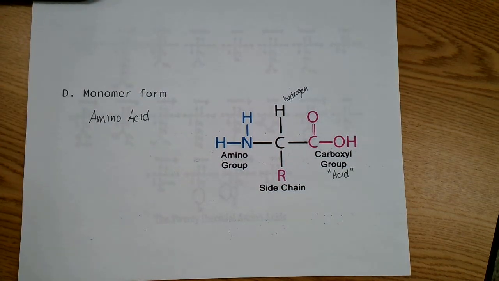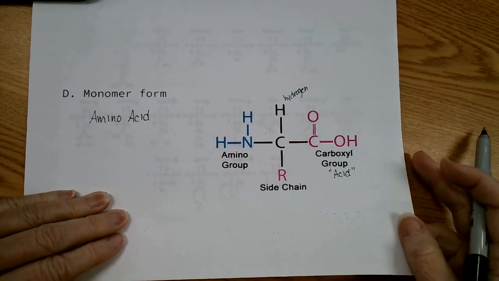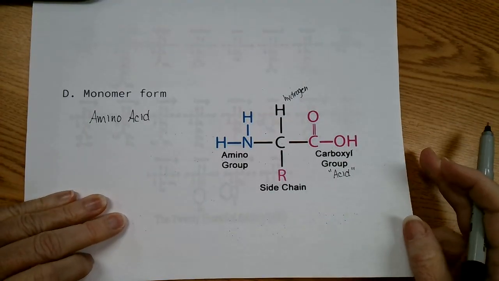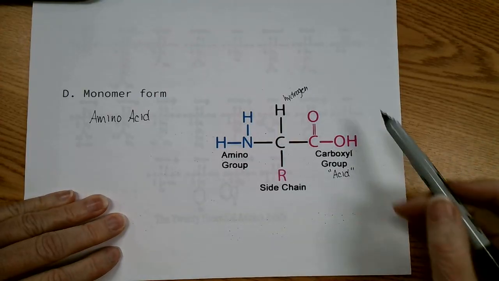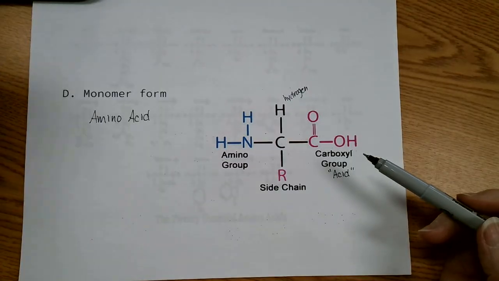Okay, folks, so we just got finished talking about our amino acid, and I want to show you that there are actually only 20 different amino acids. So all the protein in the world is only made up of these building blocks, these amino acids. Remember, that's like the monomer.